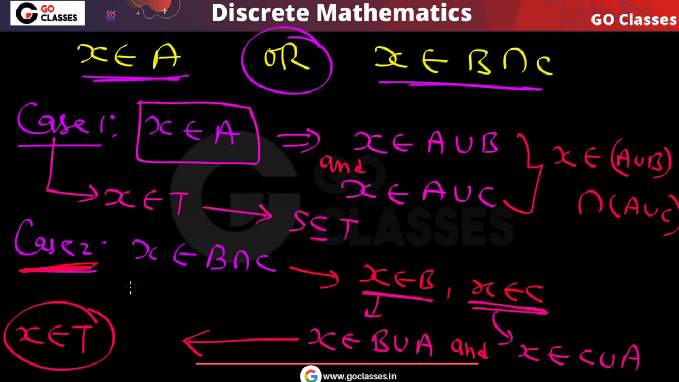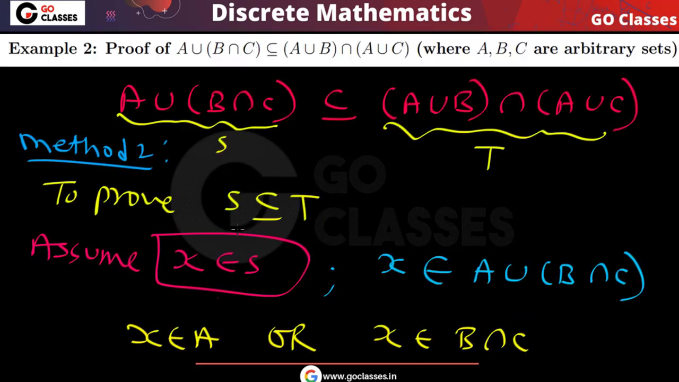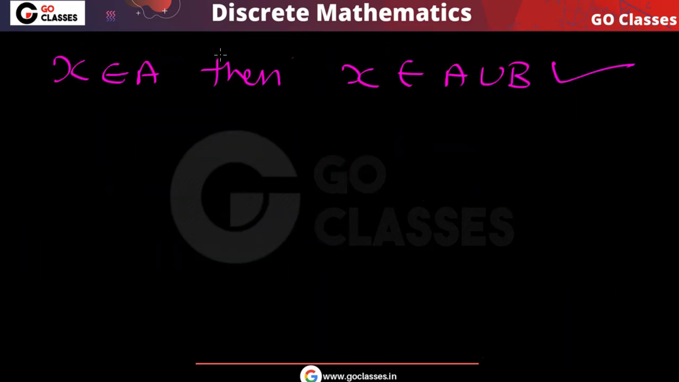Okay, so x belongs to T, and that's why I can say that S is a subset of T. So this is the idea. What we have done is assume that some element x belongs to S, and prove that the element x will also belong to T. So we have proven that S is a subset of T. Remember these types of things.